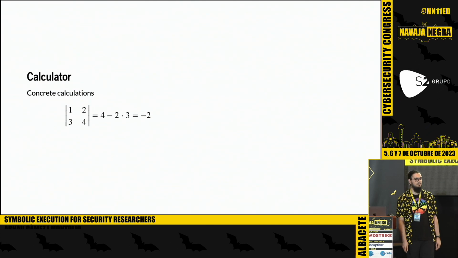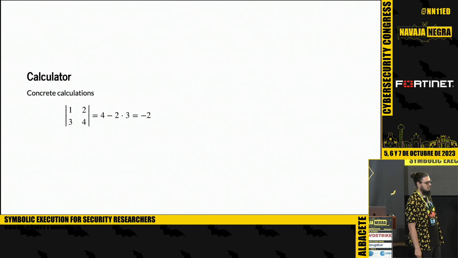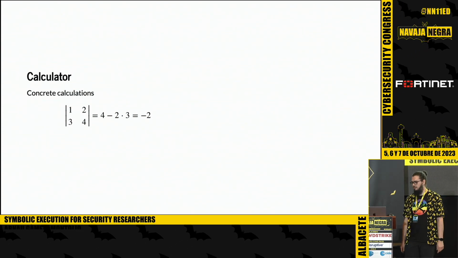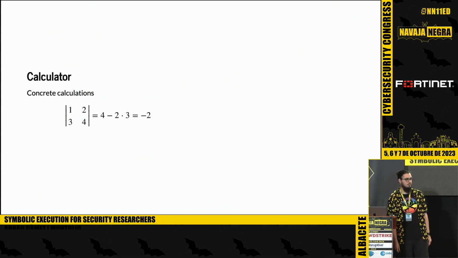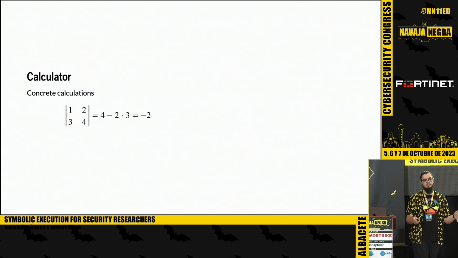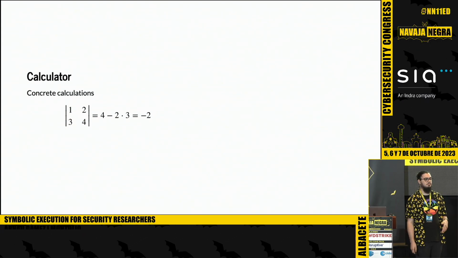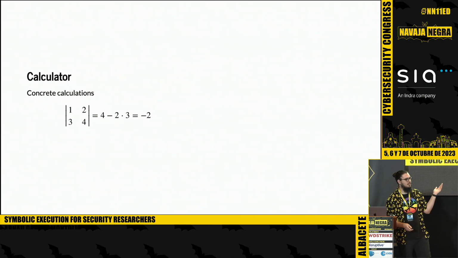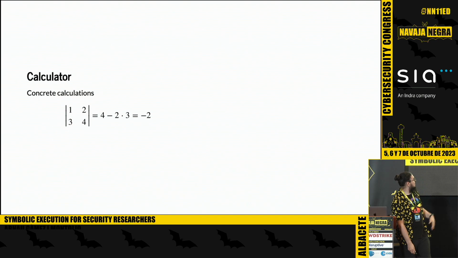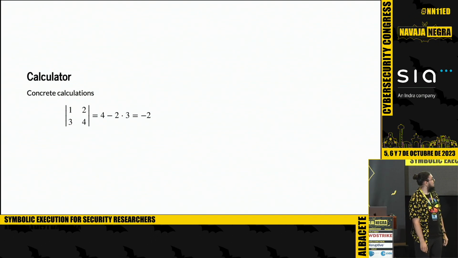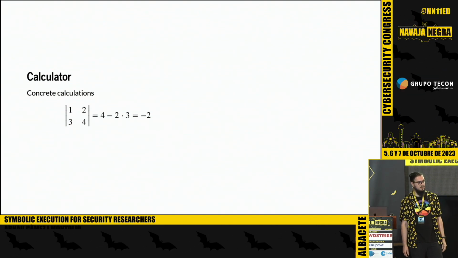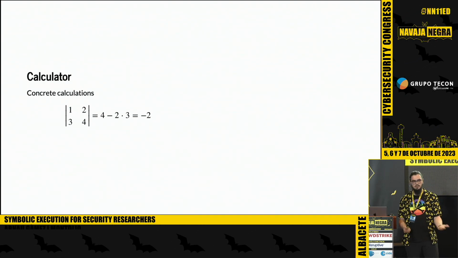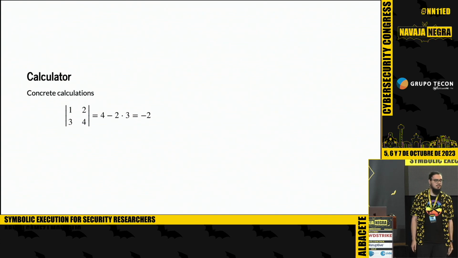So what is a calculator? Let me start with that. A calculator, or if you want a computer in a way, is something that does concrete calculations. And by concrete, I mean I provide some specific inputs, some actual values, and I produce a concrete output, a concrete calculation. In this case, I just take this random example, which is a determinant of some matrix, and this is the actual calculation of the determinant of this matrix. This is what a calculator does, calculates things.